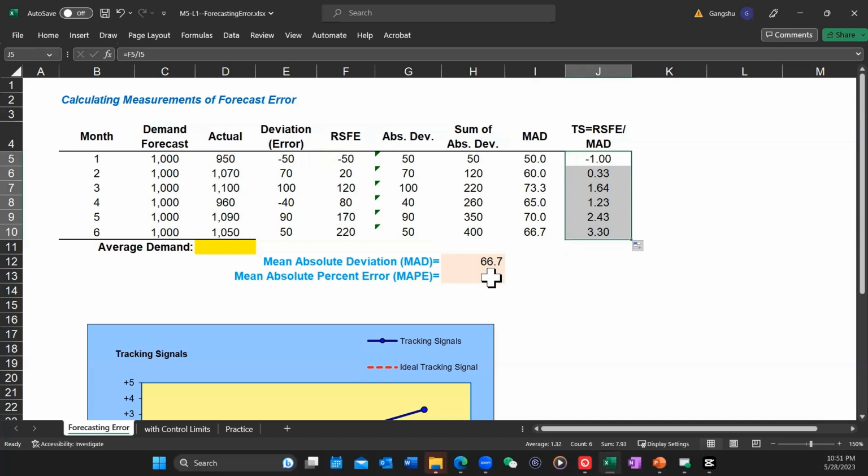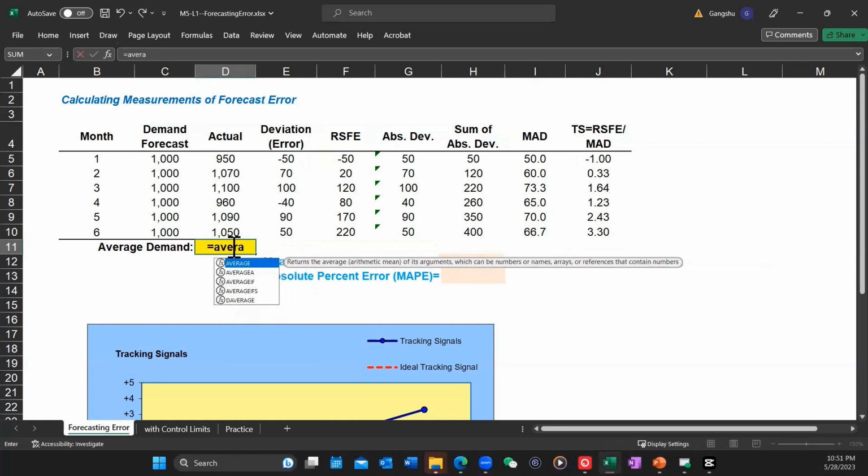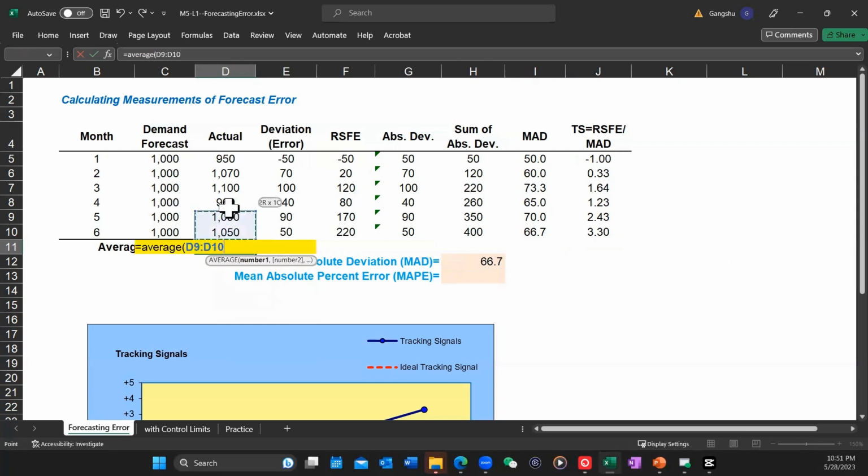The MAPE value will be equal to MAD divided by the average demand. Before we get the MAPE, we need to get the average demand, which will be equal to the average actual demand. We call all of them. And we say yes to get the average demand in the past 6 months. So now we are ready to get the MAPE value, which will be equal to MAD divided by the average demand. So we get the MAPE value.